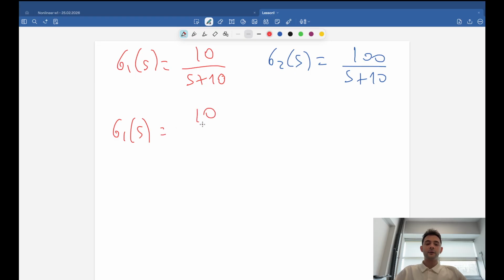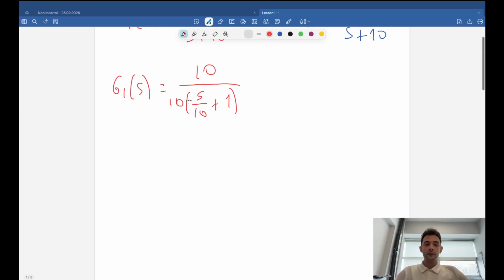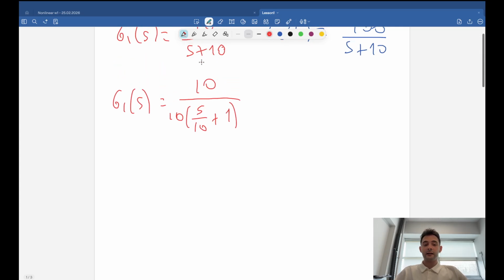I think you can figure out the point. We will just divide the denominator by this value to get plus 1 here, okay? Let's do it. We divide all the parts by 10, so we have s over 10 plus 1. So we get our 1 here, right? After that, I can get rid of those 10s, which are in the numerator and the denominator. So lastly I will have 1 over s over 10 plus 1, okay?